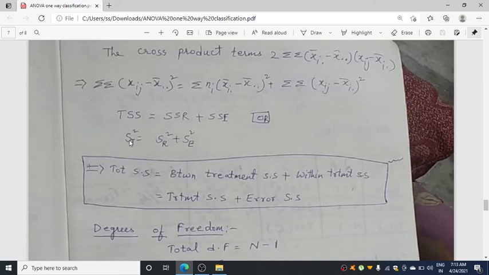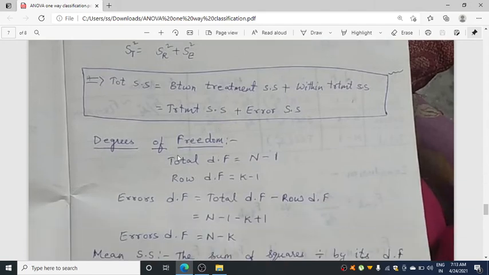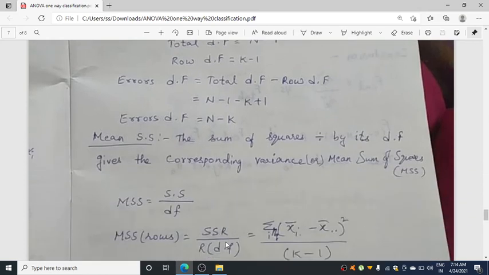So we can say it as total sum of square, between treatment sum of square and within treatment sum of square. The sum of square row is the between treatment sum of square, and the sum of square error is the within treatment sum of square. Then the total degrees of freedom is N minus 1 and the row degrees of freedom is k minus 1. The error degrees of freedom is total minus row, that is capital N minus 1 minus (k minus 1). You will write capital N minus k.